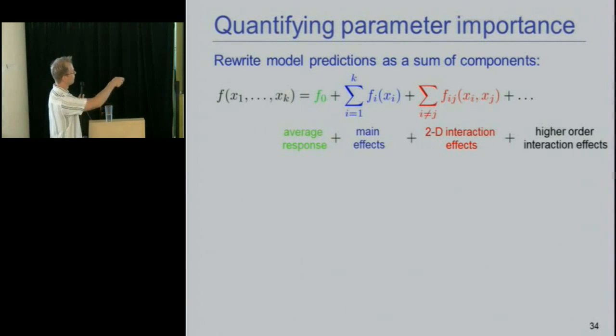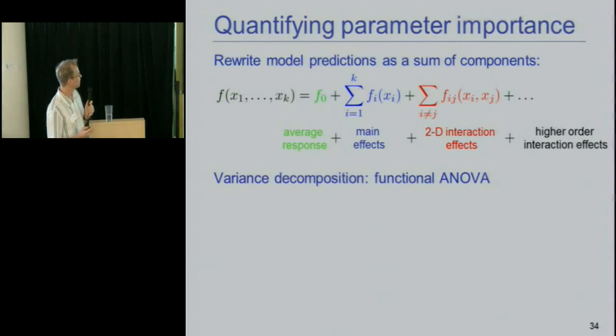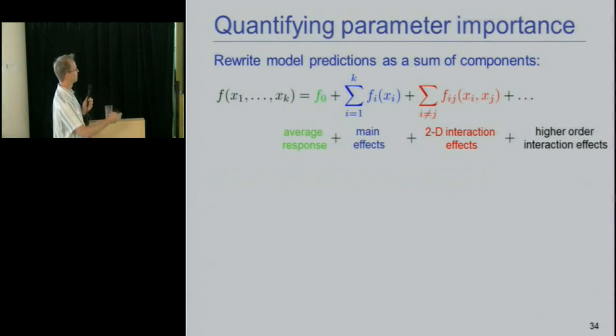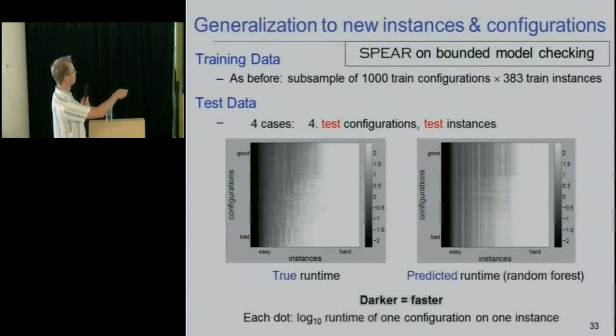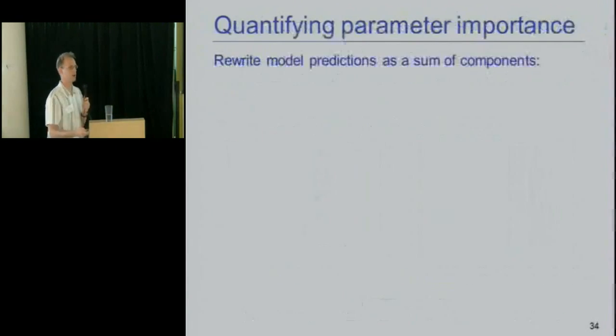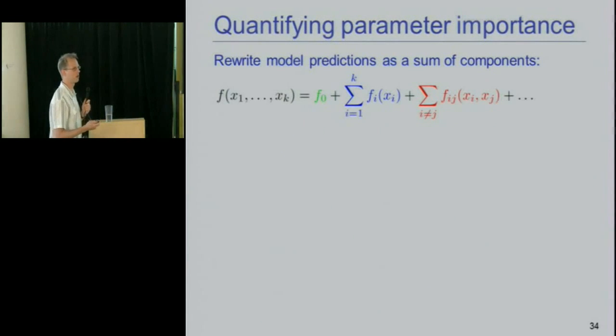And we can compute these components actually very efficiently. And then we can decompose the variance. We can say how much of the wiggling of your predictor is due to which component. So we can explain all this variation. Where does it come from? Does it come from parameter 1 or parameter 2, or from the interaction of parameter 1 and parameter 2, etc.?